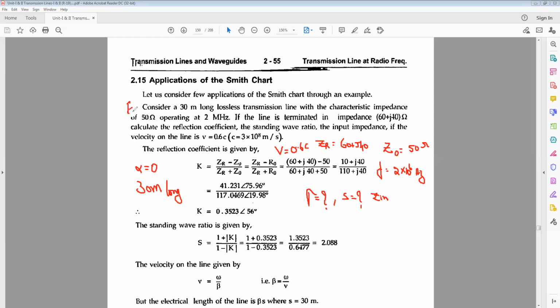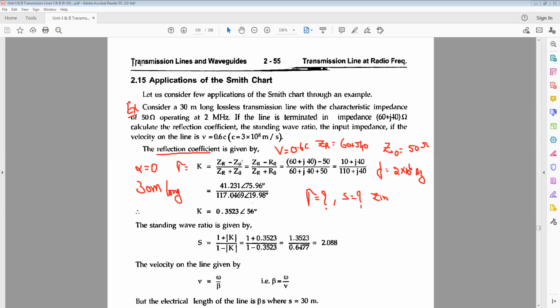So, one example. By using this example, you have to find a few applications of the Smith chart. First of all, you have to find out the reflection coefficient. By using this given data, we can find out the reflection coefficient, standing wave ratio, and input impedance. If the velocity of the line is V is equal to 0.6c, the reflection coefficient K, or we can also represent the reflection coefficient as gamma.